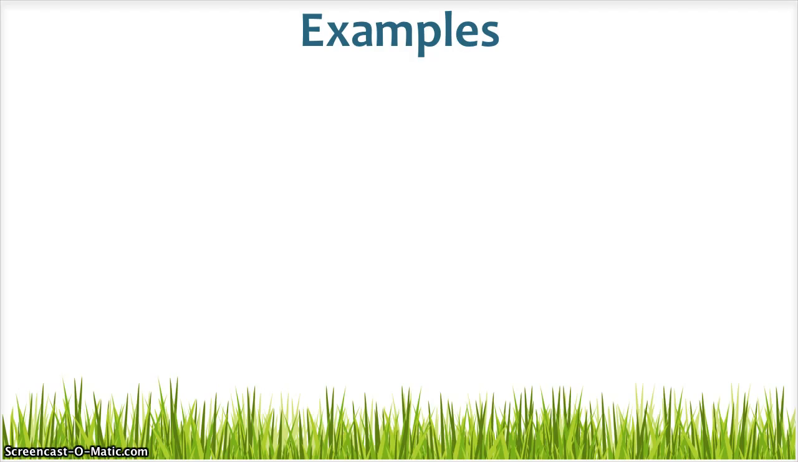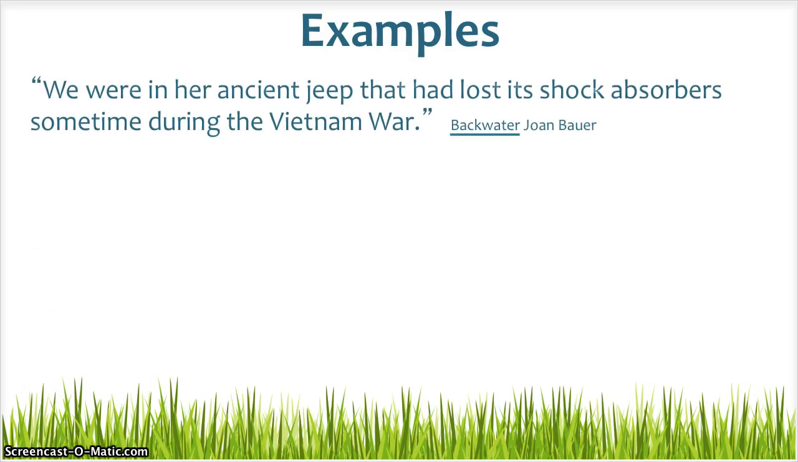So let's look at some examples of specific details for effect. The first sentence here uses one of the 5 senses. Try and figure out which one it is as I read it. "We were in her ancient Jeep that had lost its shock absorbers sometime during the Vietnam War." Now that's a funny way of saying that Jeep ride was pretty bumpy. So Joan Bauer was using the sense of touch to help us imagine that.